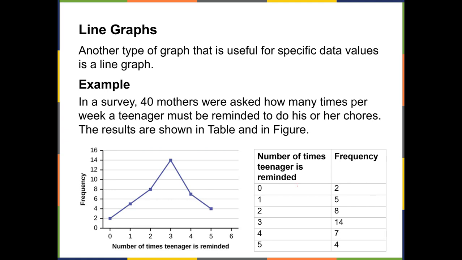So if they had to do 0 reminders, that happened twice. 1 reminder happened 5 times. 2 reminders happened 8 times. 3 reminders happened 14 times. 4 happened 7 times, and 5 happened 4. So be careful that you realize that this is a frequency table. You don't see these as much maybe in your previous math classes. So just make sure that you're aware that that's a frequency.